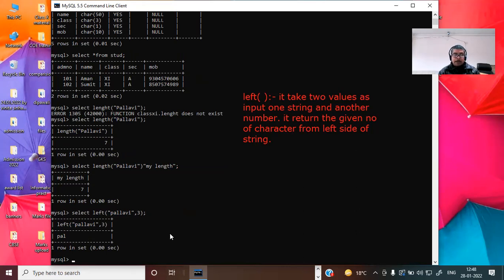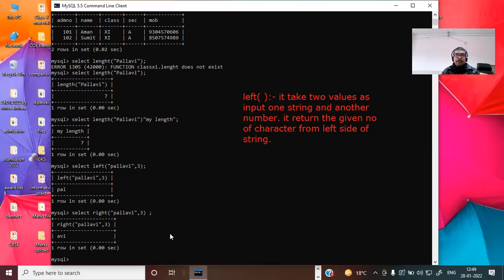Similarly, right also works the same way. Select right, PALLAVI. So what will it return? Tell me what it will return. I have written right, so it will return the given number of characters from the right side. It will return AVI. You can see it has returned AVI. I hope it is clear. So left and right, I have taught you.